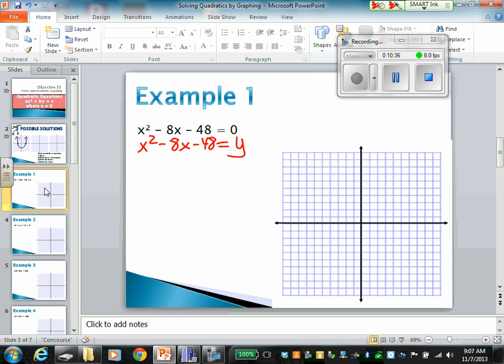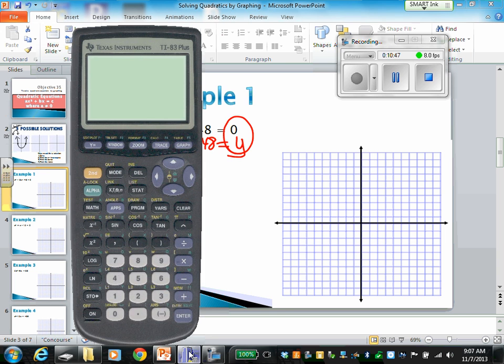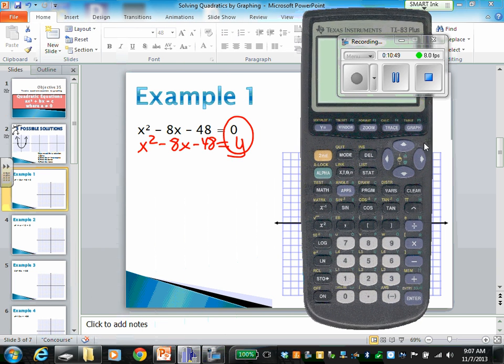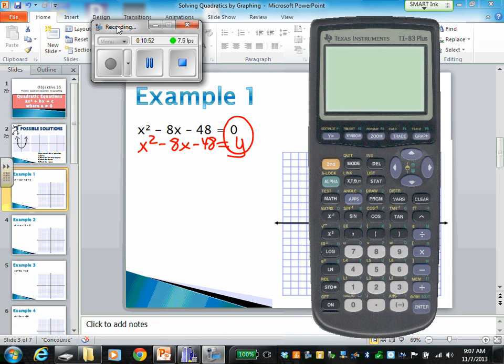Is that the same thing? Yes, it's the same thing. So as long as you have y equals, or if you have 0 equals, it's the same thing. So we're going to go to our calculators. Calculators. Move this over here.